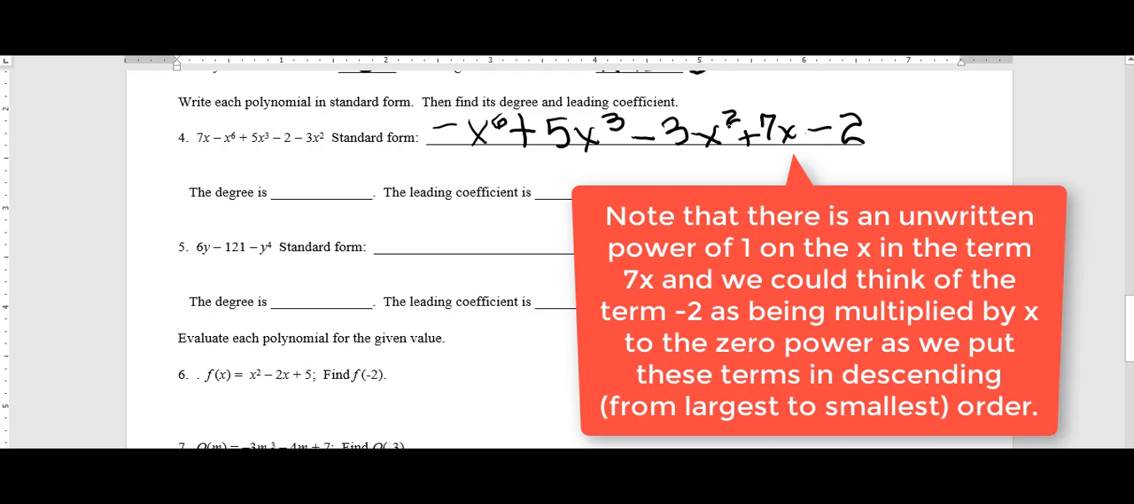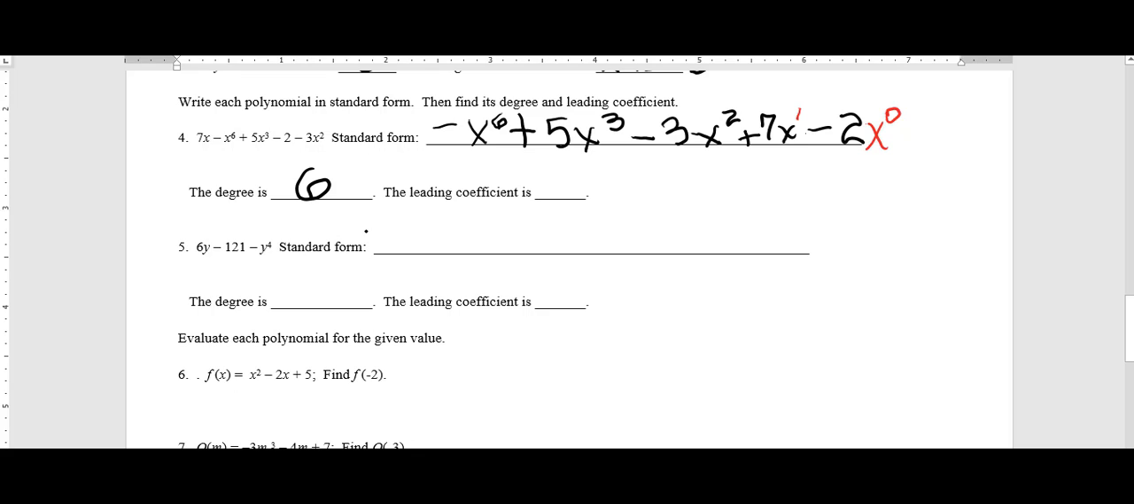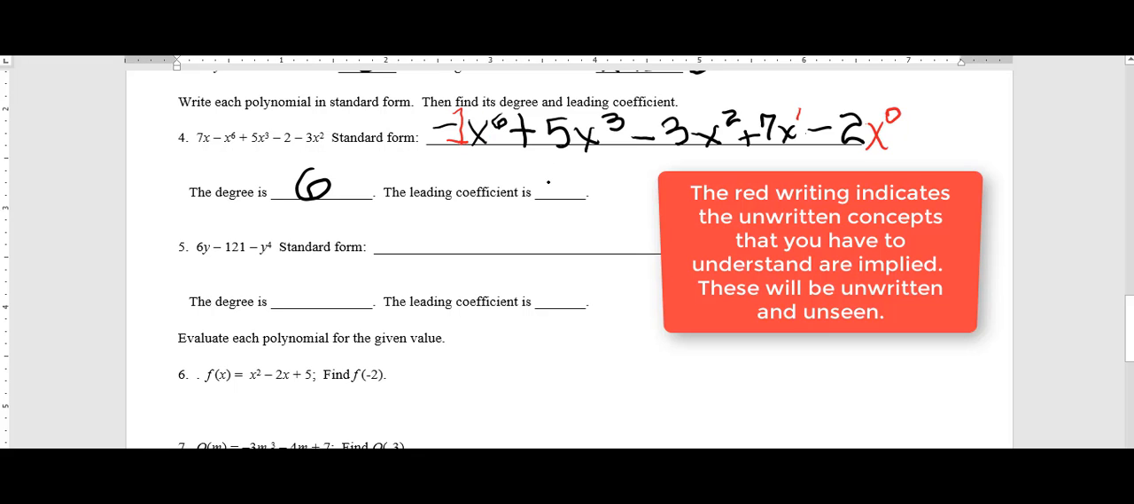The degree is the degree of the term with the highest degree, and that is negative x to the 6. The degree, remember, when there's only one variable in a term, is the power on that variable. So in this case, that power is 6. So the degree of that is 6. The leading coefficient is negative 1. And notice that 1 is unwritten. Also notice there's an unwritten power of 1 on the x in 7x. And I could think of there as being an unwritten x to the 0 being multiplied by my constant, negative 2.